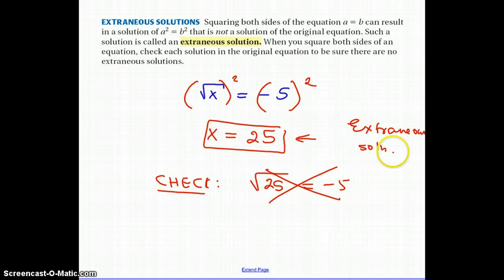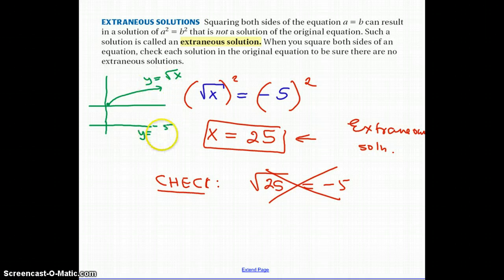And this is where the graphing comes in handy, because let's say you think you have an extraneous solution and you're not sure. If you just imagine what the graph looks like, this would be a graph of square root of x, and here would be a graph of y equals negative 5. Hopefully you could see that they would never intersect, which means that there would be no solution. So as you're solving, you expect to get no solution even if you get an answer when you square both sides, because that answer doesn't actually work. So graphing is a great way to confirm that you have extraneous solutions.